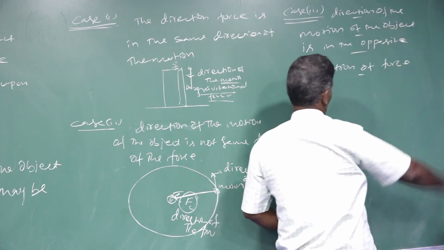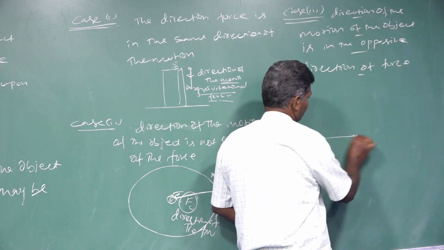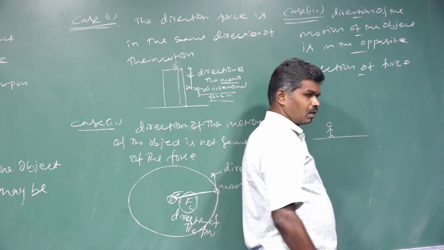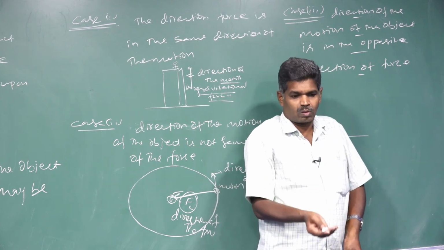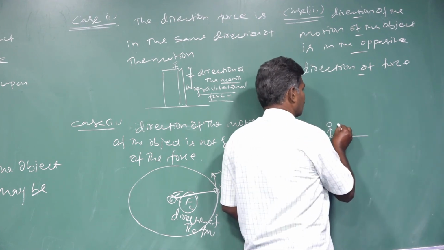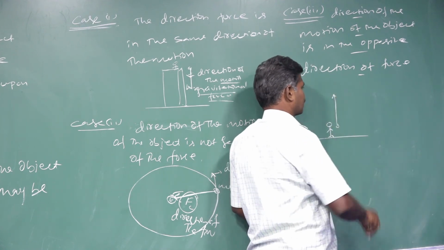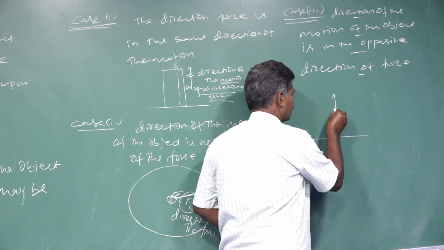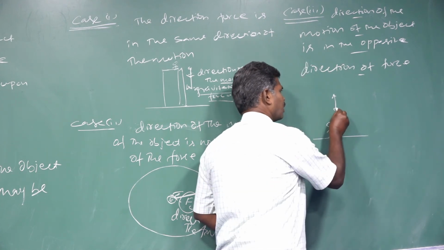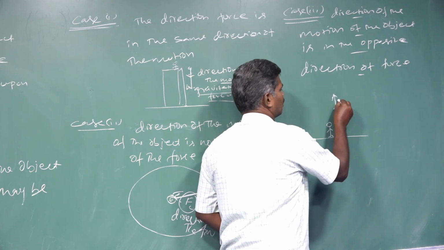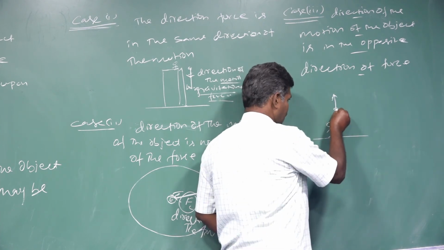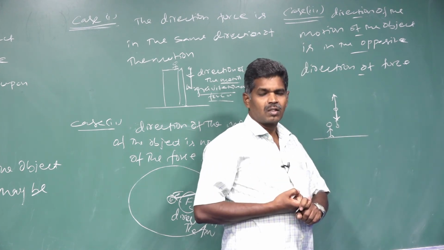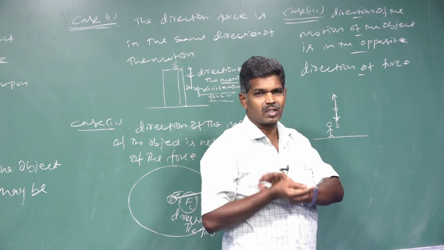We can take a very simple example. We are standing on the ground. We would like to throw our stone vertically upwards, so the stone moves in the upward direction. At any instant, at the position we take, the motion of the stone is in this direction, and the gravitational force acts downward. So both the motion as well as the force act in opposite directions.